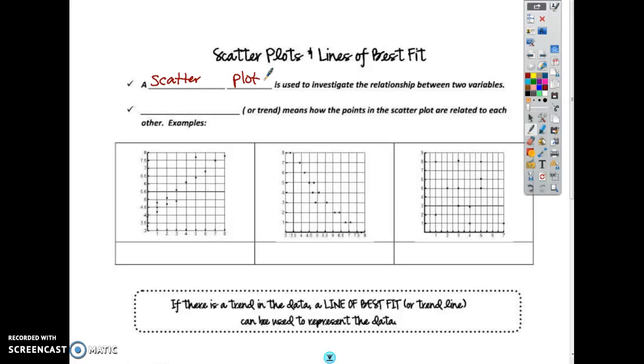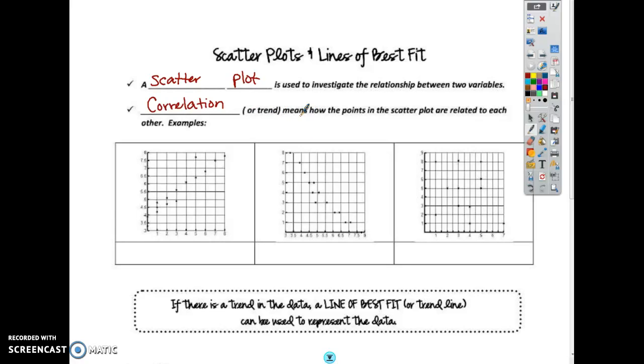Okay, so you're writing this down. The second one, the word is correlation. Okay? Correlation is also a trend. That means how the points in the scatter plot are related to each other.